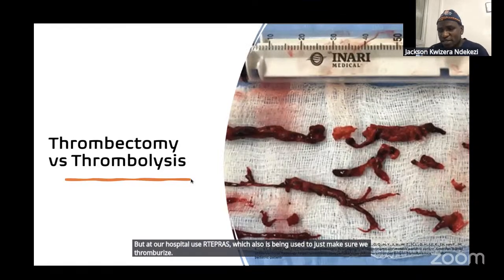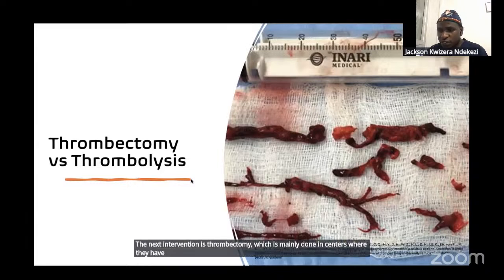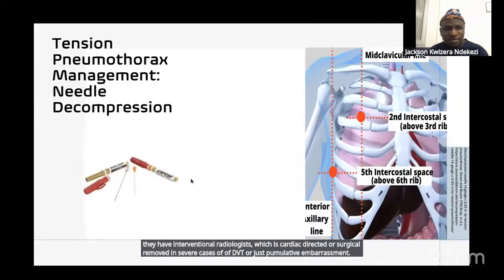The next intervention is thrombectomy, which is mainly done in centers where they have interventional radiologists, which is catheter directed or surgically removed in severe cases of DVT or pulmonary embolism. Next.